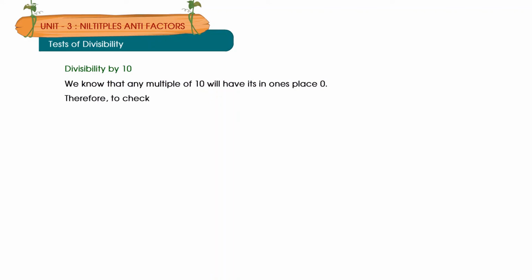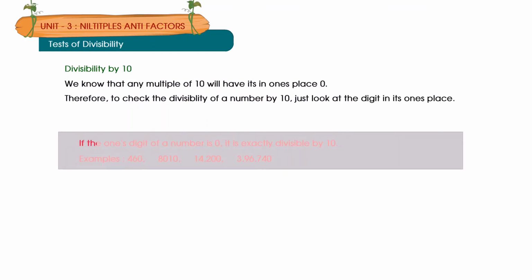Divisibility by 10. We know that any multiple of 10 will have 0 in its ones place. Therefore, to check the divisibility of a number by 10, just look at the digit in its ones place. If the ones digit of a number is 0, it is exactly divisible by 10.